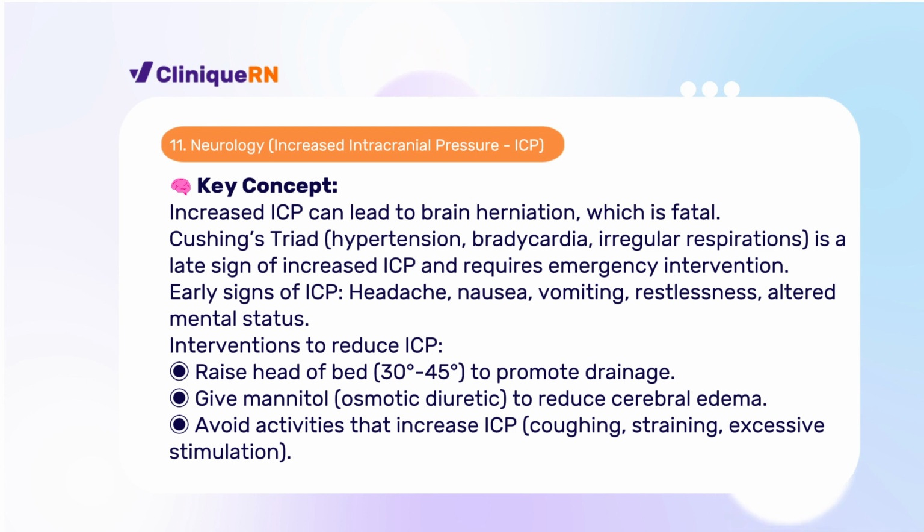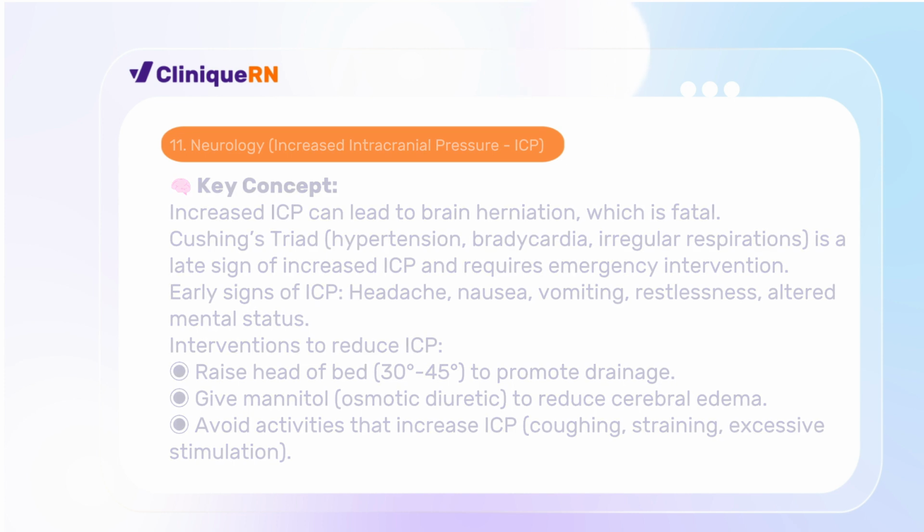Early signs of ICP: headache, nausea, vomiting, restlessness, altered mental status. Interventions to reduce ICP: raise head of bed 30 to 45 degrees to promote drainage. Give mannitol, osmotic diuretic, to reduce cerebral edema. Avoid activities that increase ICP: coughing, straining, excessive stimulation.